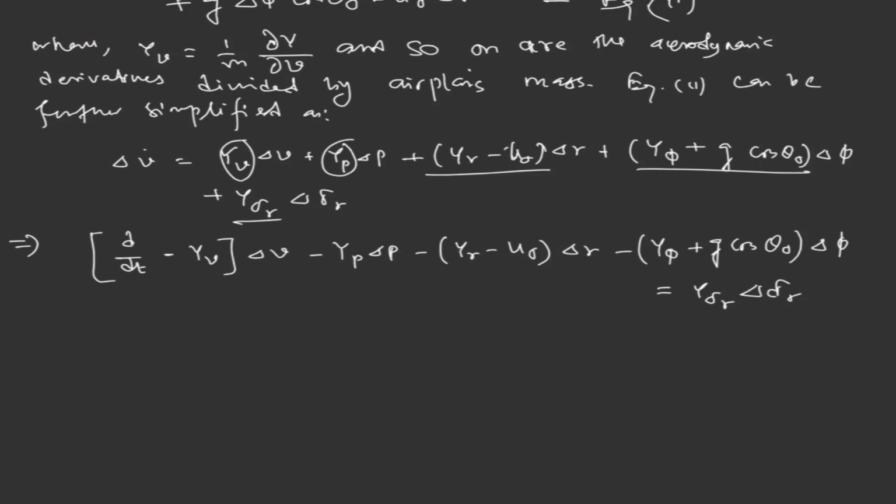And now let's stop here. We'll continue in the next lecture with how we can arrive at the linear form of the moment equations along the x and z axes. Then we'll finally come up with the state space model of the lateral directional motion of the aircraft. Then we can move to the control.